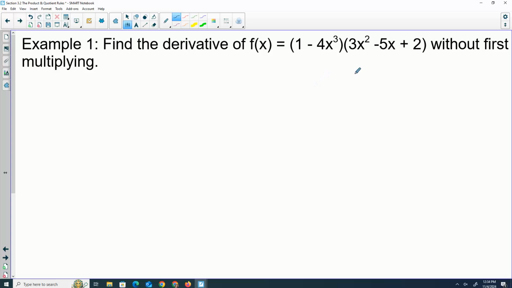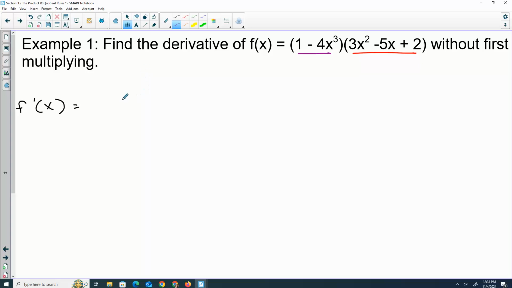Okay, so if I put this question on your quiz last week, you could have done it, but you would have multiplied it out first, right? Let's try to do the product rule on it. The product rule says, we have two things being multiplied, okay? So we do the derivative of one at a time. Technically, it doesn't matter which. So which one do you want to do first?